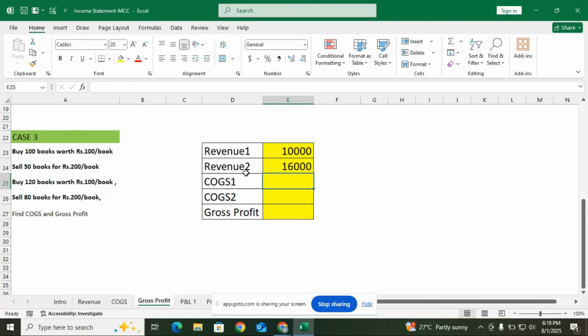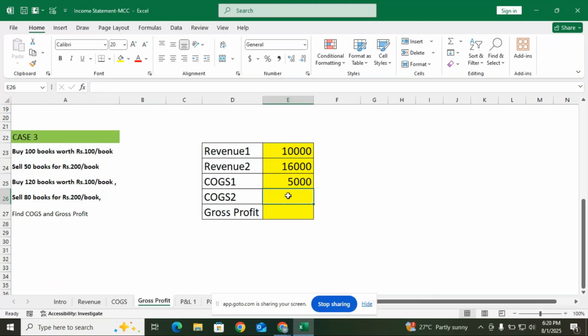Okay. So what is the COGS one? Cost of the goods sold. In the case one, what is the cost? Out of 100 books, 50 books were sold. Correct. So what is the cost of these 50 books? The cost of these 50 books is rupees 100 per book. So equals to 50 into 100.